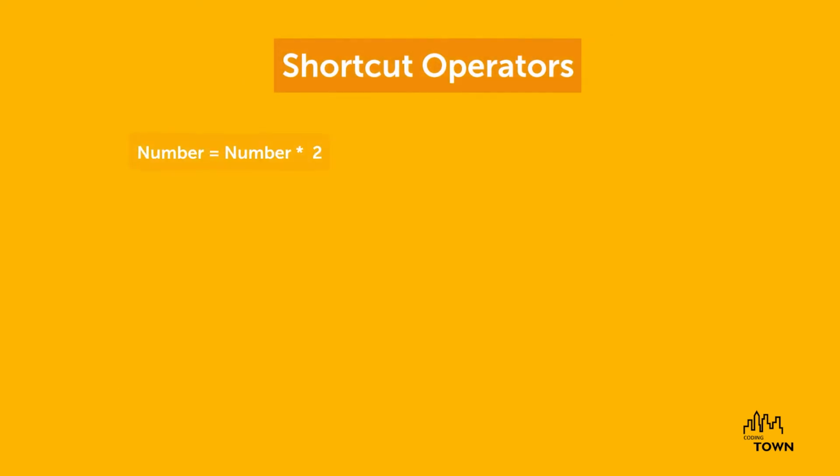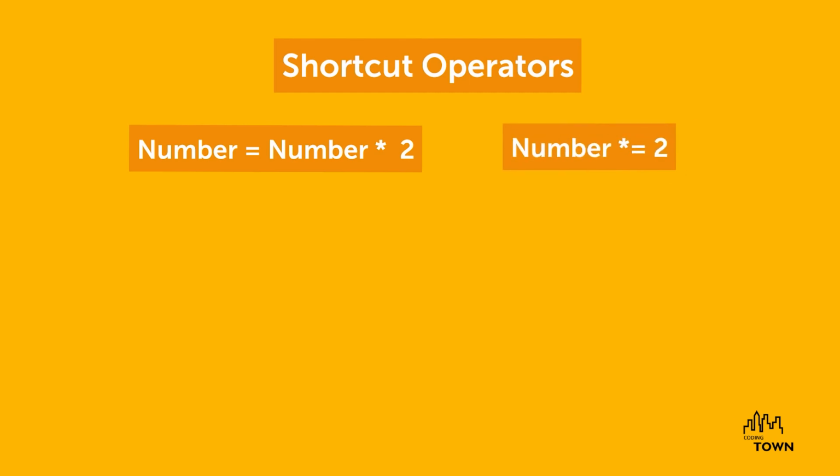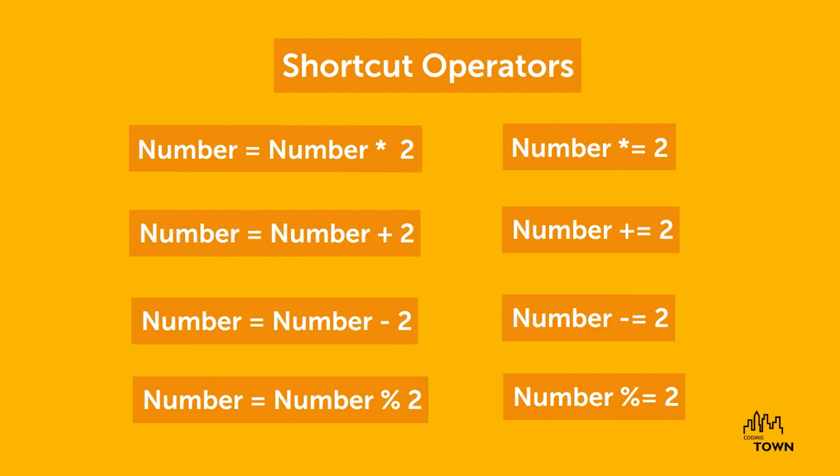Shortcut operators. You have a number and you want to multiply that number by 2. For that you would write numbers equals numbers times 2. So you might be thinking, is there any shortcut to write that code? There is a shortcut for that. Once you write numbers, and after that just the multiply sign and then equals 2, then the number will be multiplied by 2. So we use this shortcut in order to multiply values in certain scenarios.